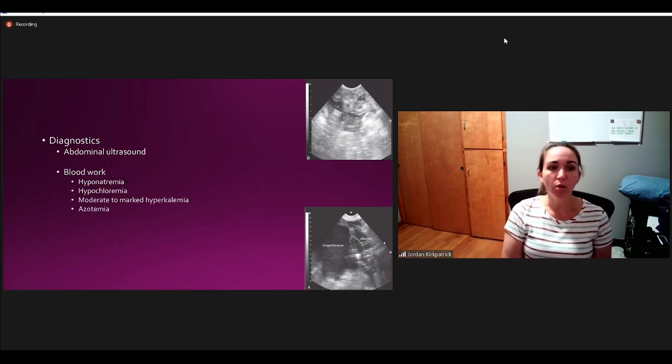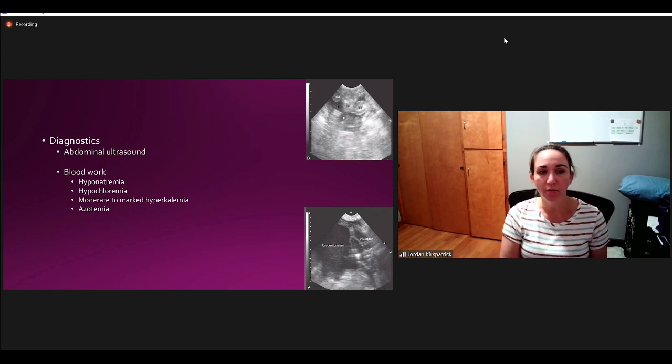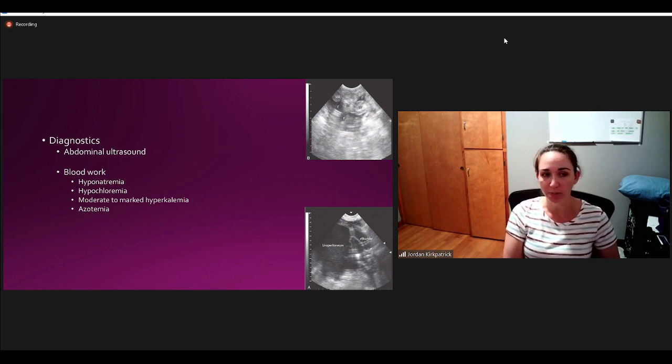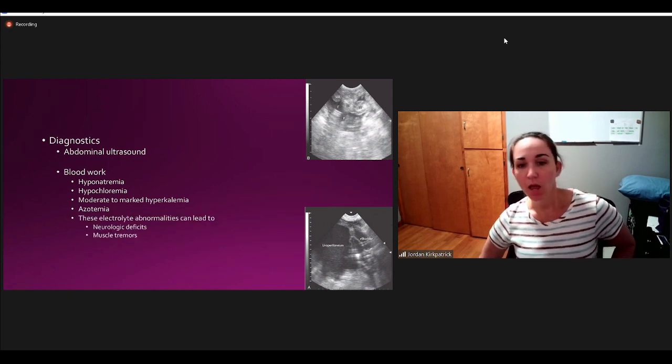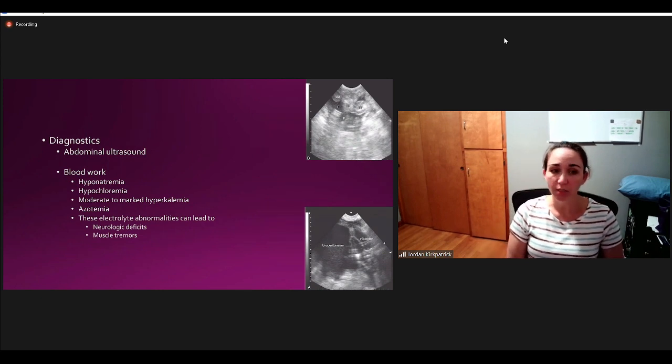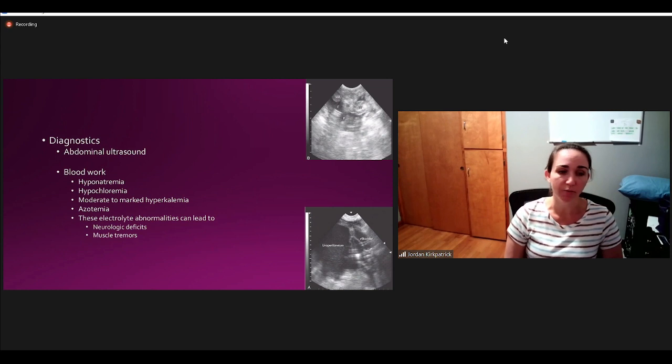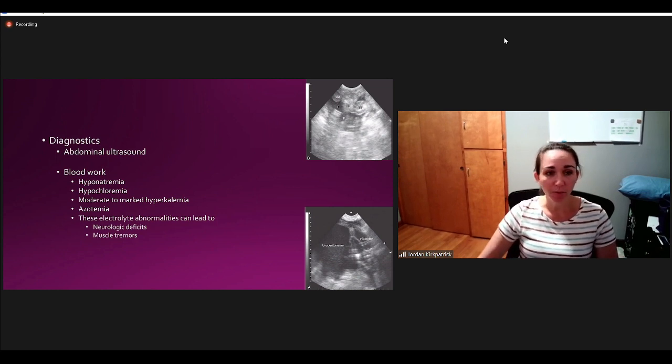Blood work's really important. They will tend to have a hyponatremia, hypochloremia, moderate to marked hyperkalemia, and then azotemia. And then if these electrolyte abnormalities are really bad, especially the hyperkalemia, they can get muscle tremors and neurologic defects. So they can come in pretty sick.